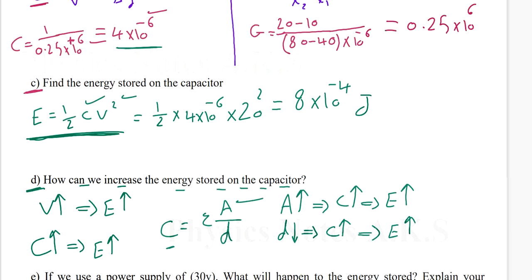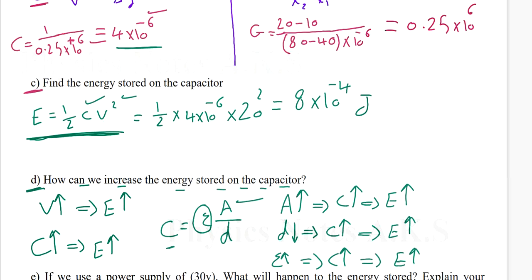Another way is increasing the epsilon. Epsilon is related to the type of material or medium between the plates. We can use a dielectric material, for example glass or plastic, or any material that gives epsilon a bigger value. This will make C bigger, and this will make the energy bigger also.